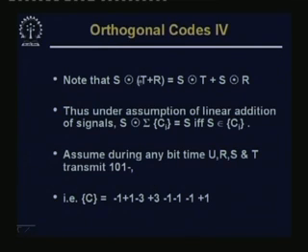Note that S dot (T plus R) is S dot T plus S dot R, which means that, if you take this as normal addition, this dot product is going to distribute. Thus, under the assumption of linear addition of signals, S dot sigma of Ci is equal to 1 if and only if S is in Ci.